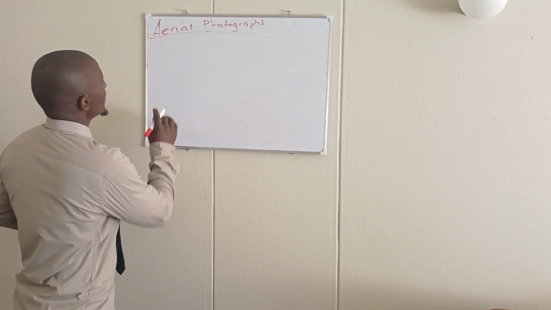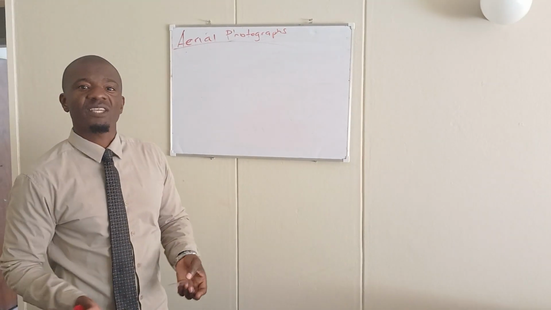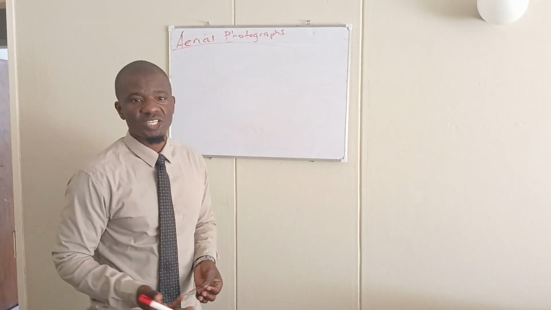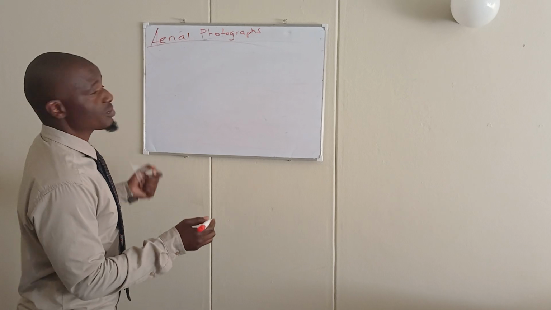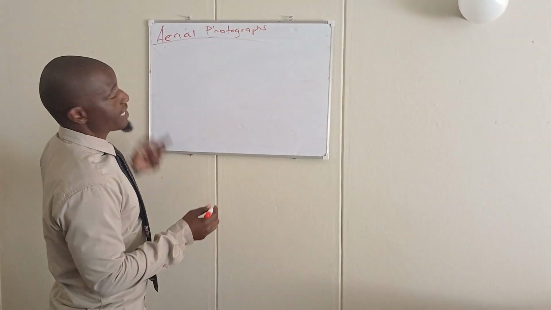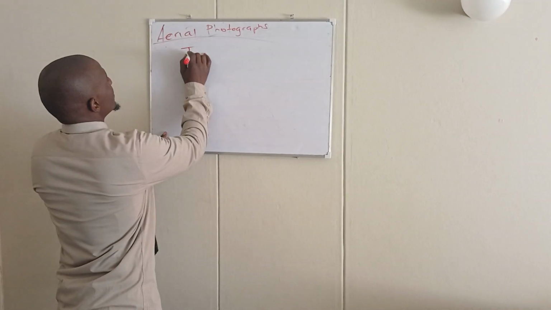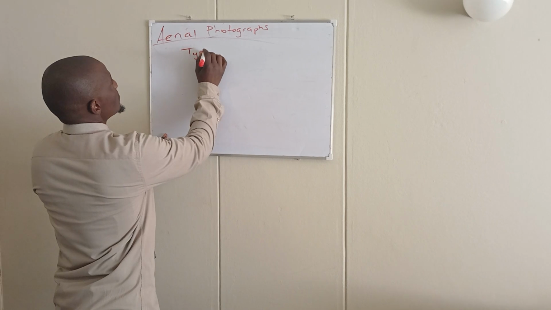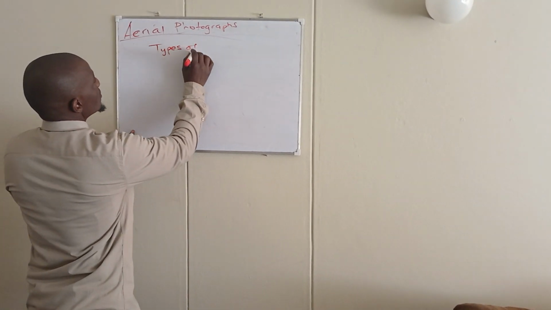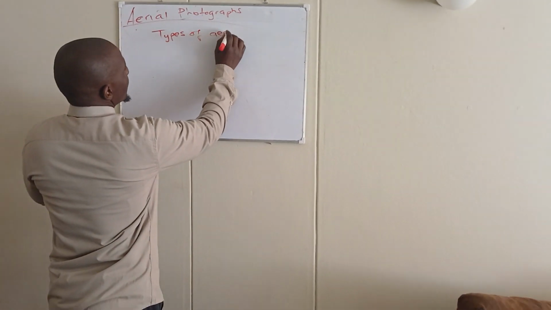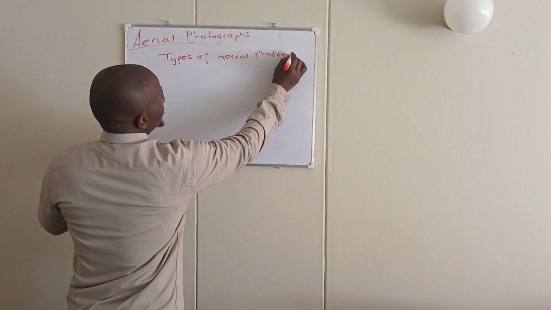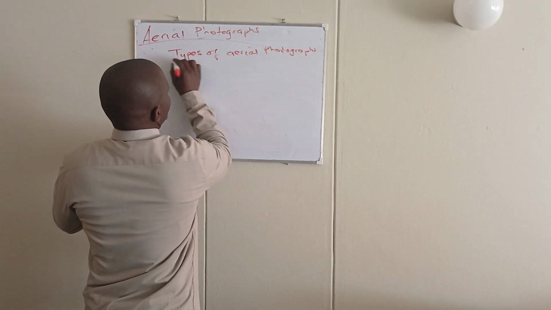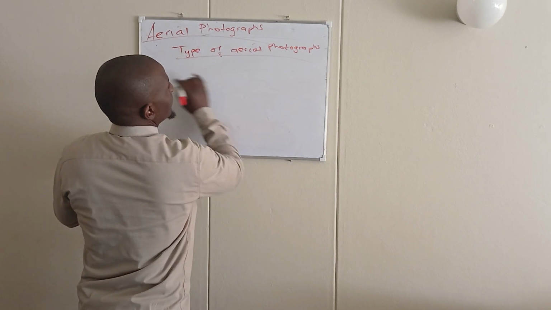Okay. So when it comes to aerial photographs, a photograph in general is just a representation of reality. That's how I can simplify it. But I just want to start by listing the three types of aerial photographs that we have. Types of aerial photographs.